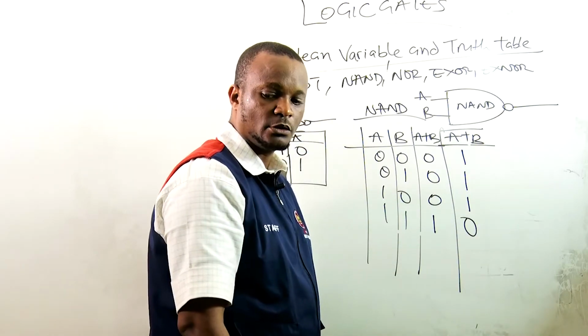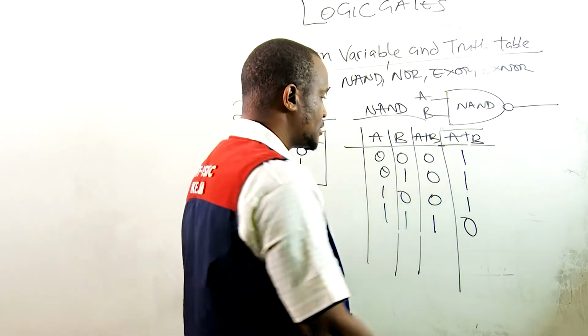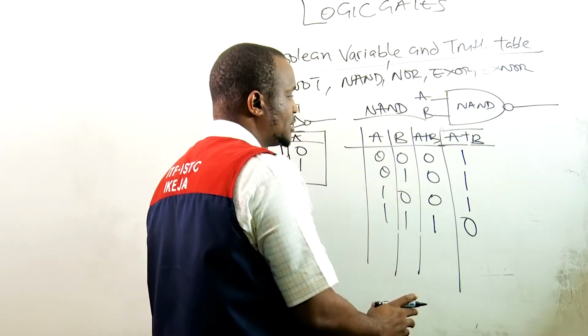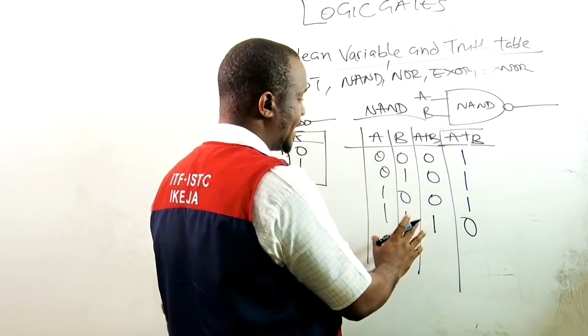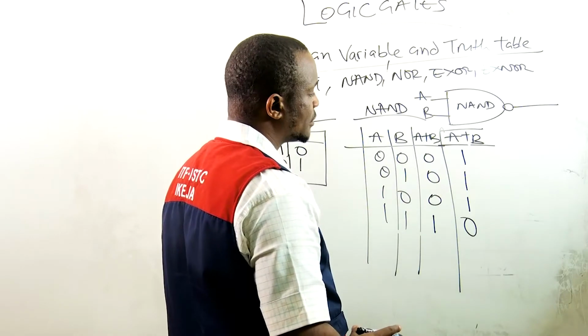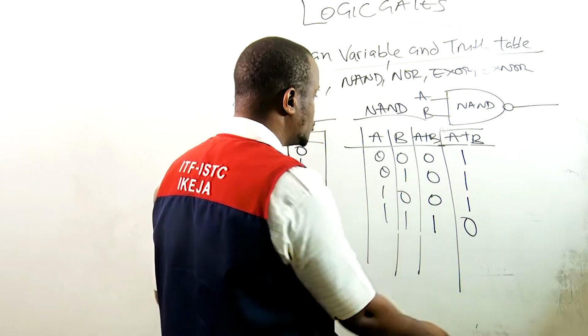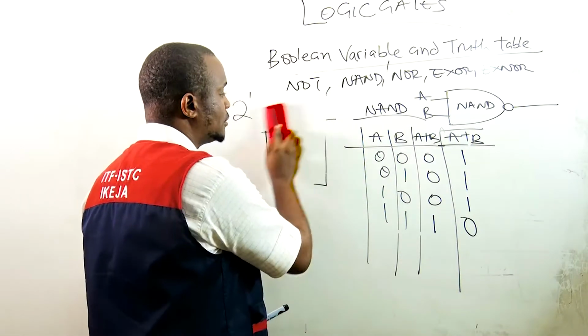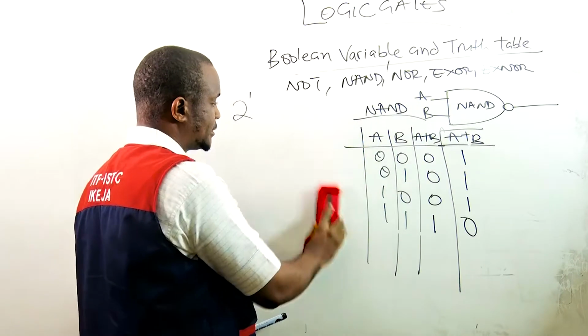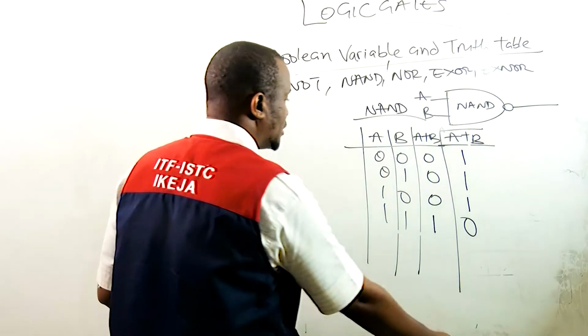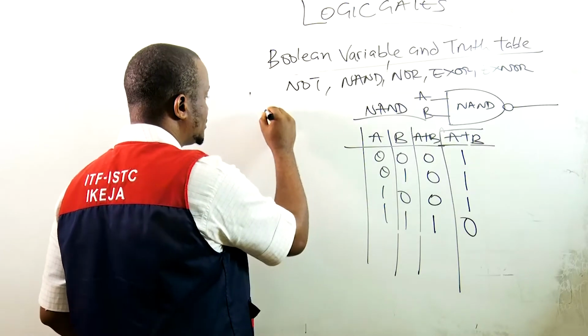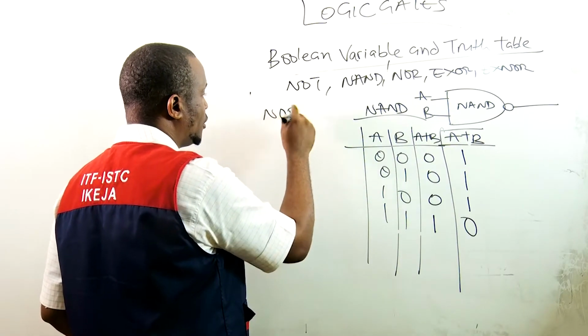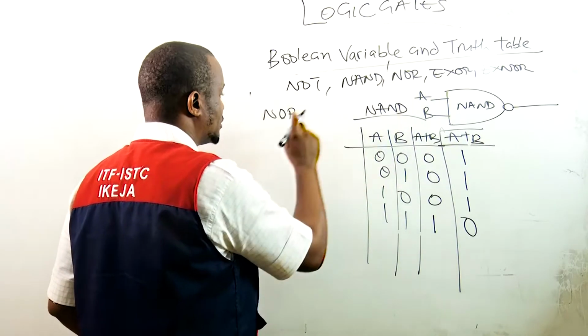To 0. Okay? So this is how it works. So this is the truth table for the NAND gate. So this same thing will hold true for the NOR gate. What is the NOR gate? The NOR gate is simply the addition of a NOT to the OR gate.